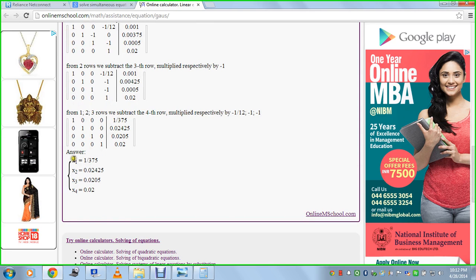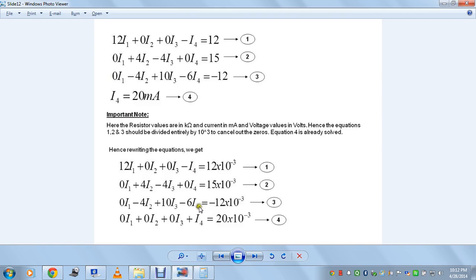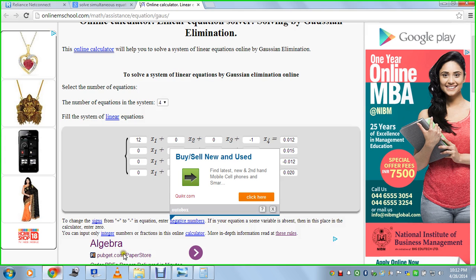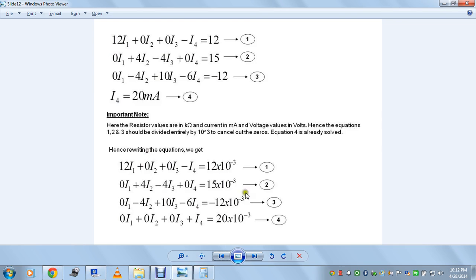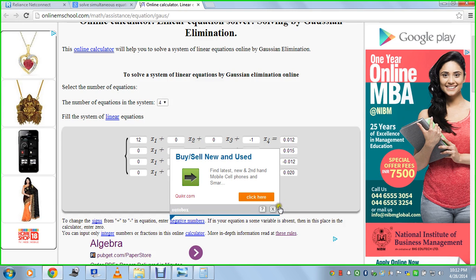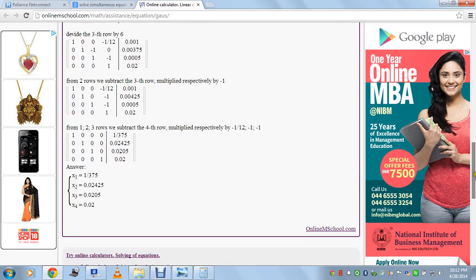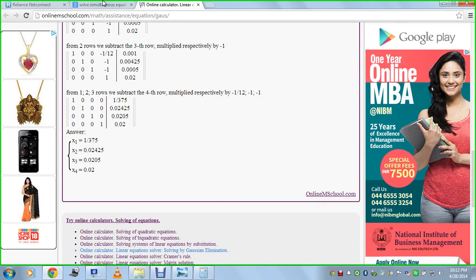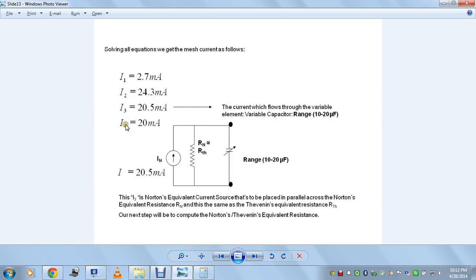When you see x1, x2, x3 and x4, by just one click after entering all the coefficients here, a system of equations is developed. And by just one click here after entering the system, you get the values x1, x2, x3 and x4. It is nothing but I1, I2, I3 and I4.